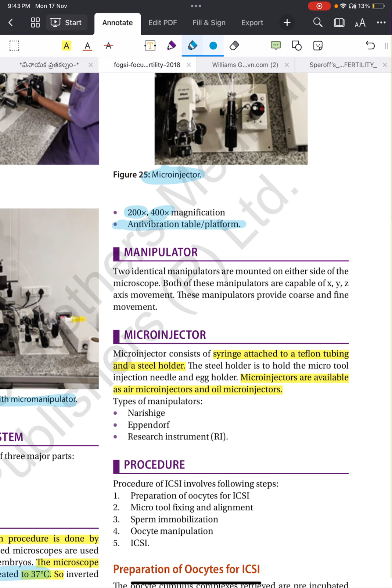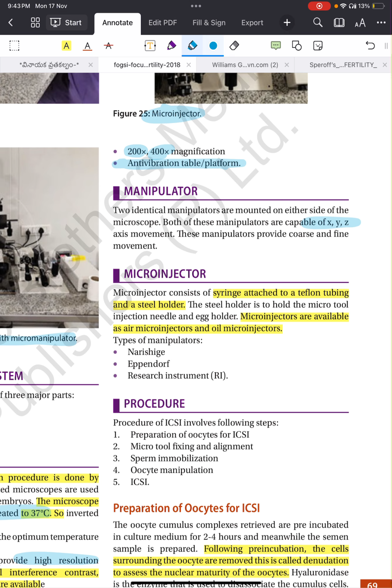Coming to the manipulator, two identical manipulators are mounted on either side of the microscope, which I already showed you. Both are capable of XYZ axis movement. Z movement means like this, X movement means like this. They can move in that fashion. These manipulators provide coarse and fine movements. Next is the micro injector. It is a syringe attached to Teflon tubing, and a steel holder is present. The steel holder is used to hold the microtool injection needle and the egg holder. Micro injectors are available as air micro injectors and oil micro injectors.